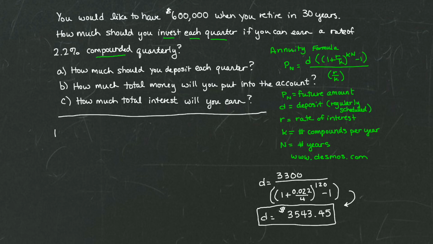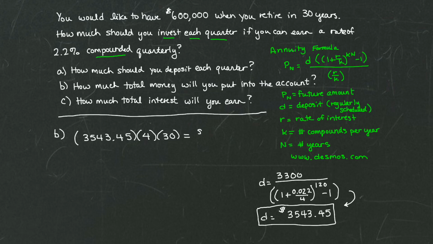So for part B, I know that each quarter I'm actually putting in that amount we just found, which is $3,543.45. Now I'm putting that in each quarter, which means I'm going to be putting it in 4 times a year. And I'm going to be doing this for 30 years. So if I invest $3,543.45 times 4 times a year times 30 years, that's going to tell me how much money I've put into the account.